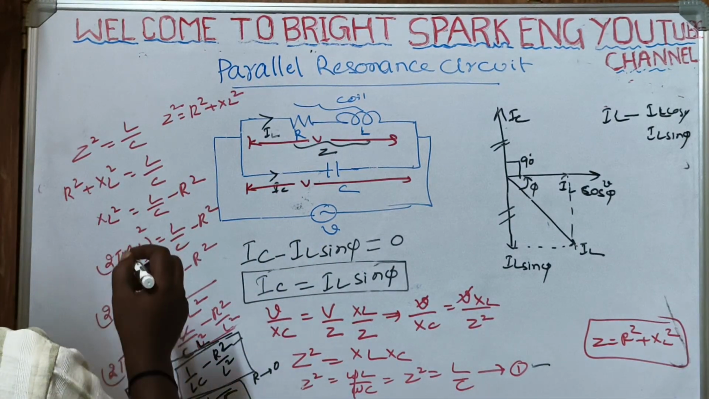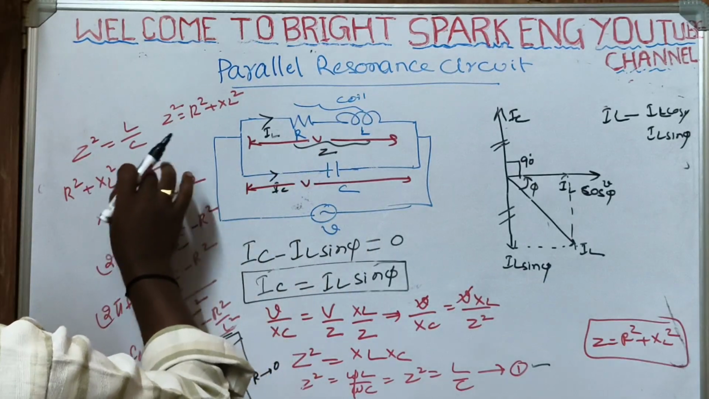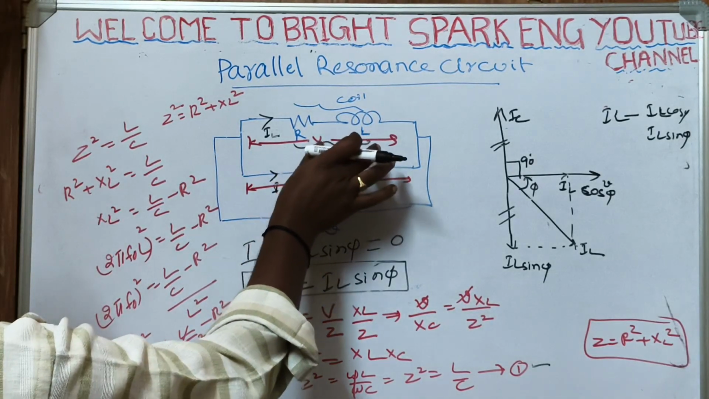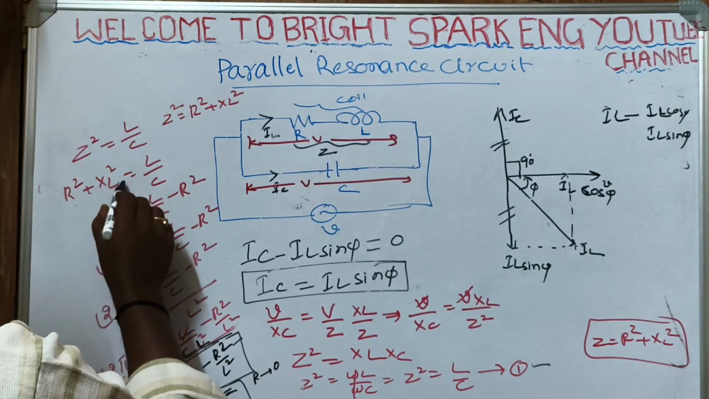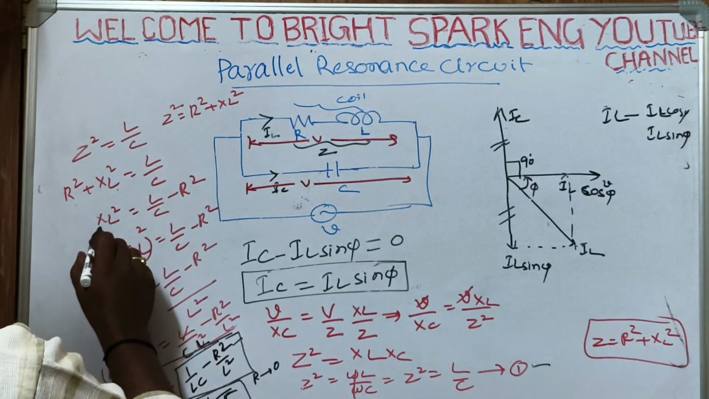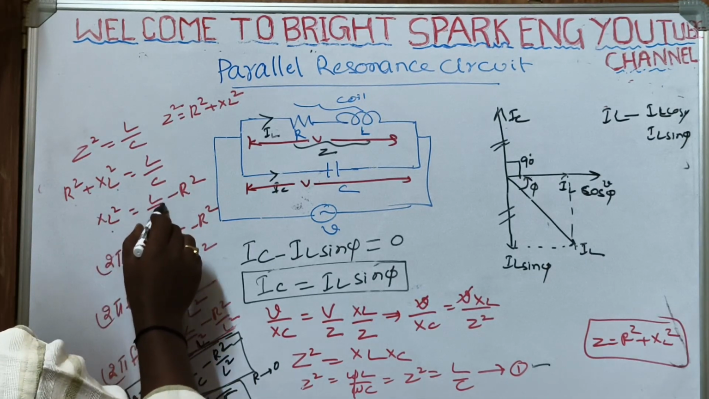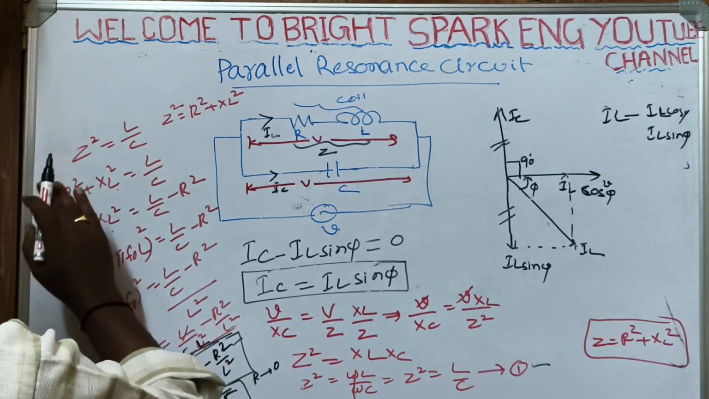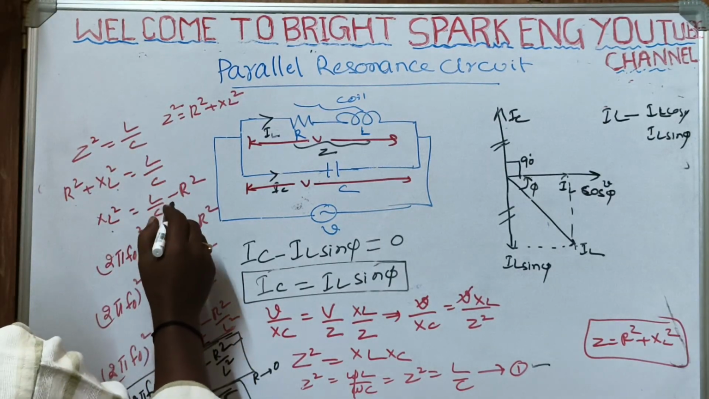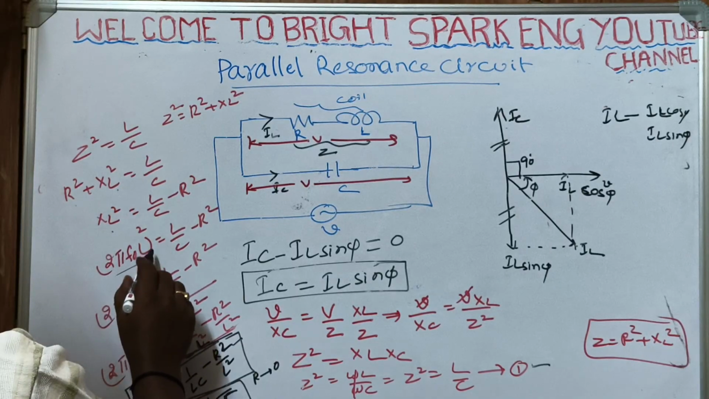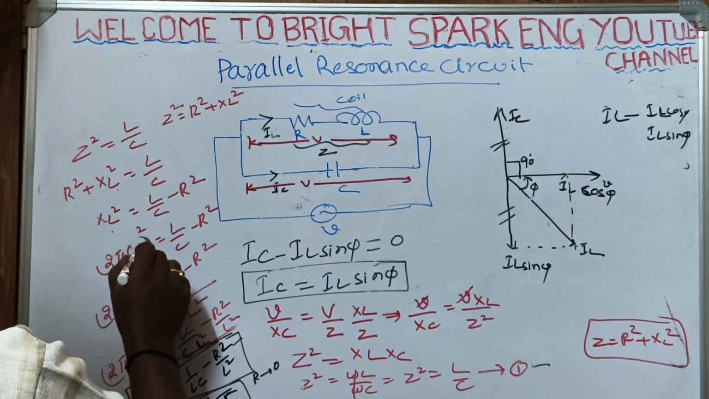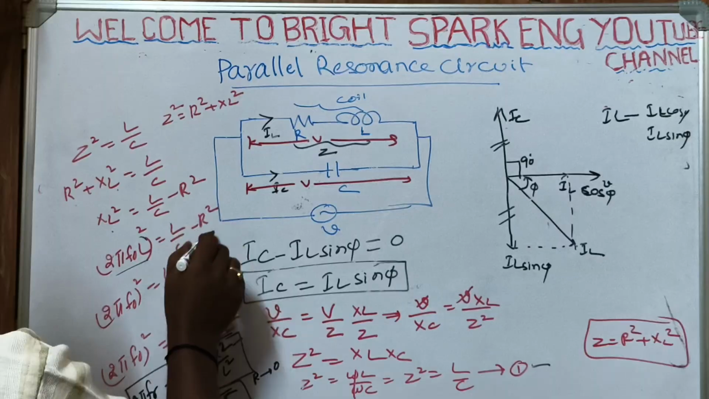Okay. All of you know that Z square is equal to R square plus XL square. Here I substitute that R square plus XL square is equal to L by C. XL square is equal to L by C, and this term goes to the right side, then minus R square. XL is equal to 2 pi F naught L, all of you know. This square is equal to L by C minus R square.